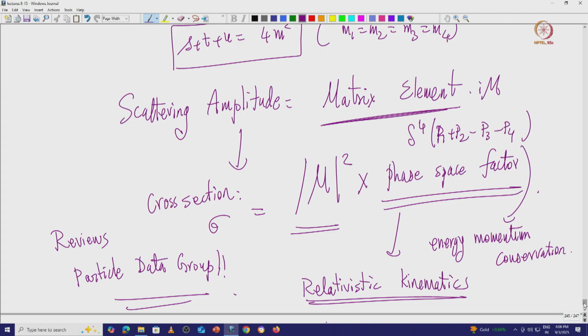These phase space factors can be calculated by known methods. They are calculated for 2 body processes and 3 body processes, and the general n body case also. There are general formulations given in terms of some integrals. Some of these integrals are hard to solve depending upon the number of final state particles. But anyway, this is a different thing, independent of the interaction.